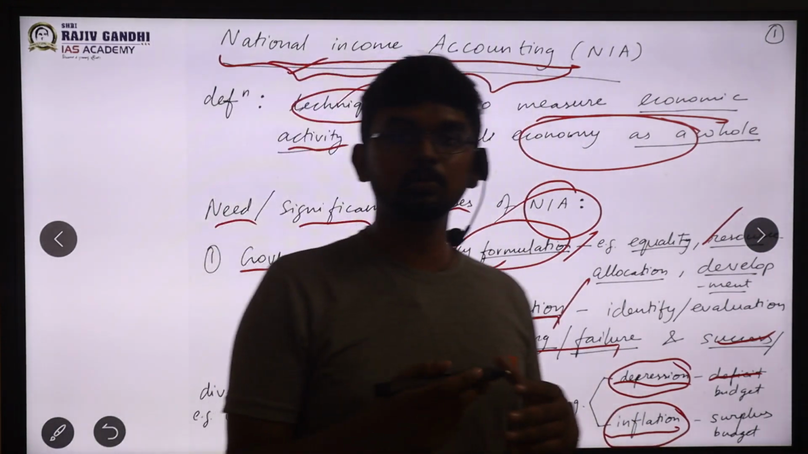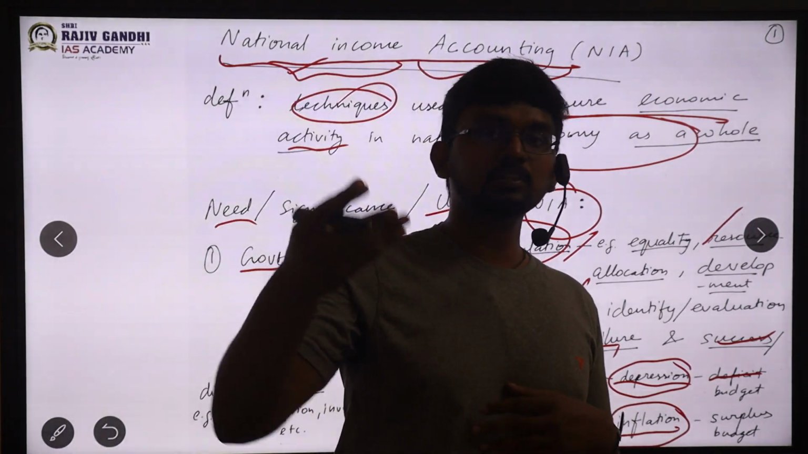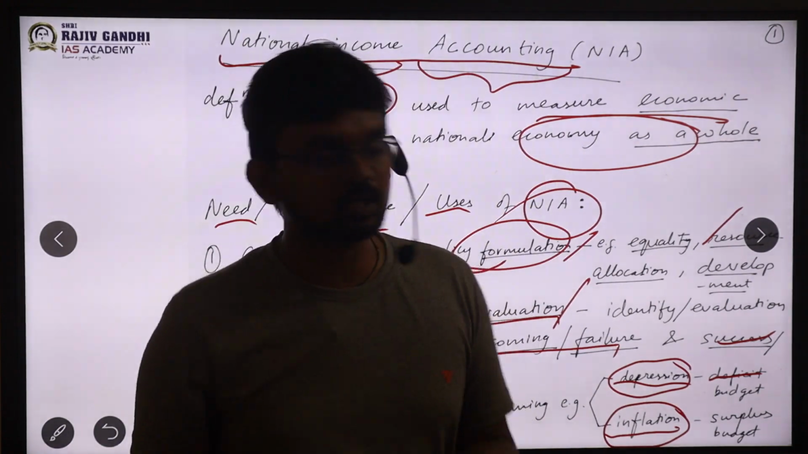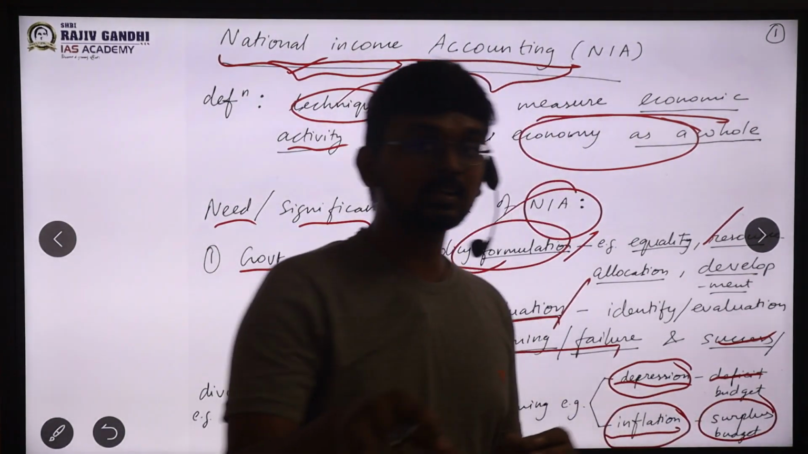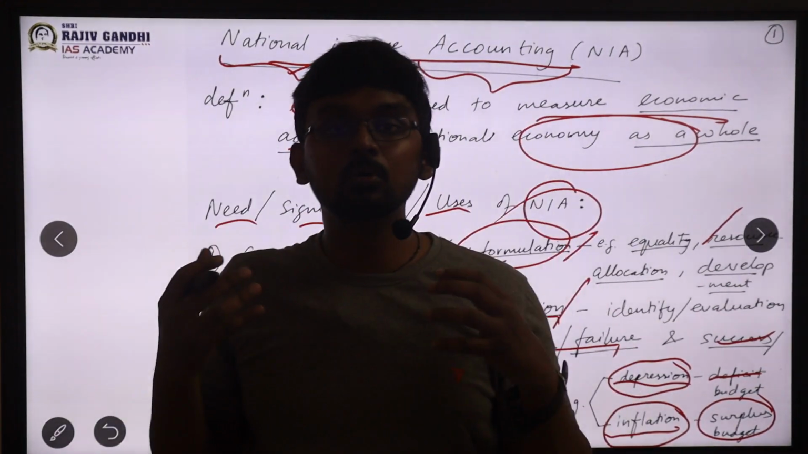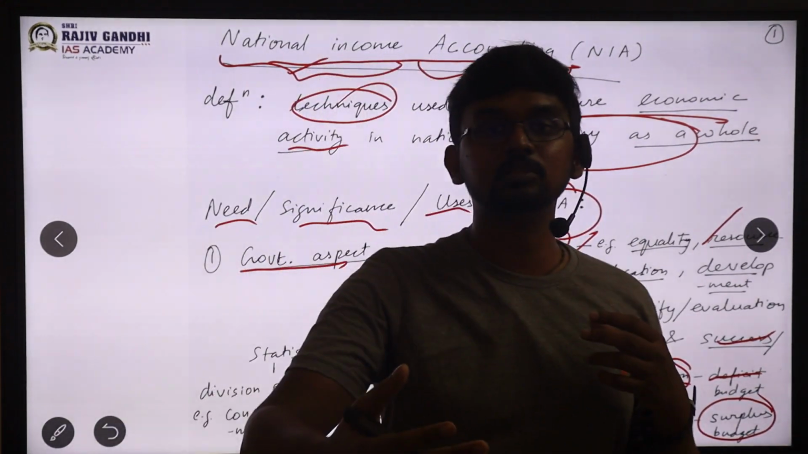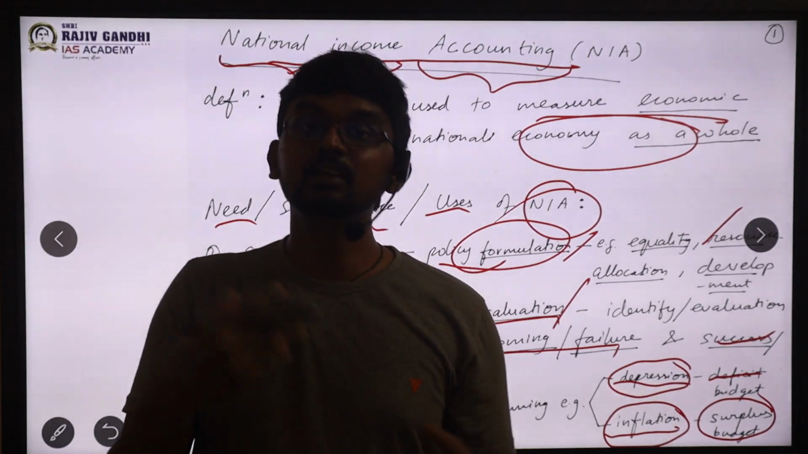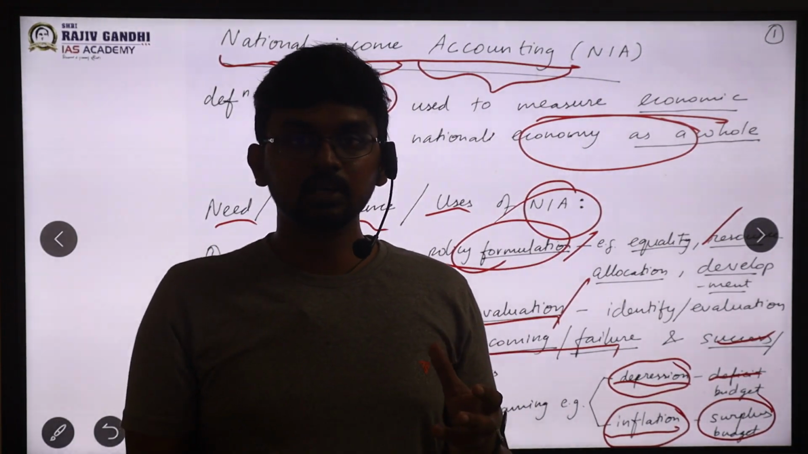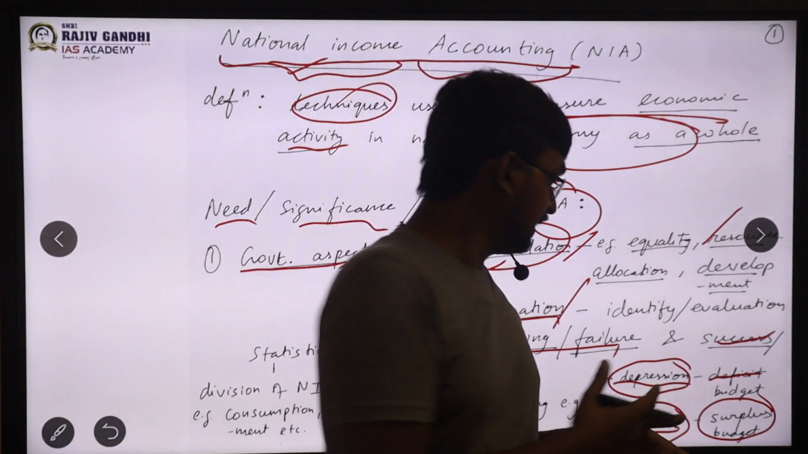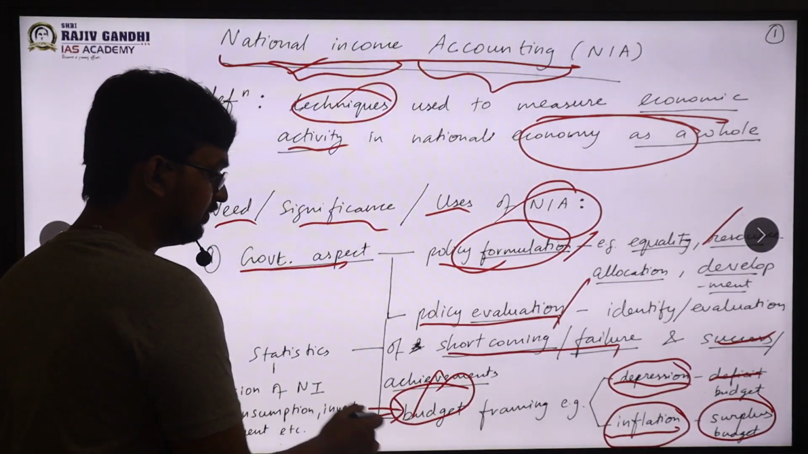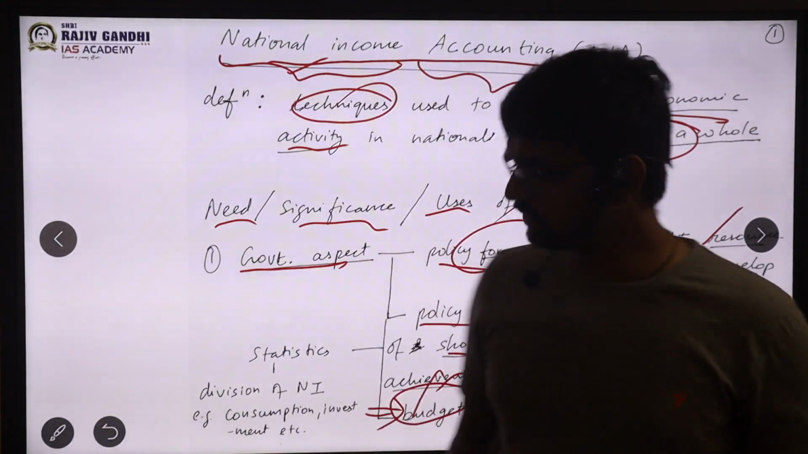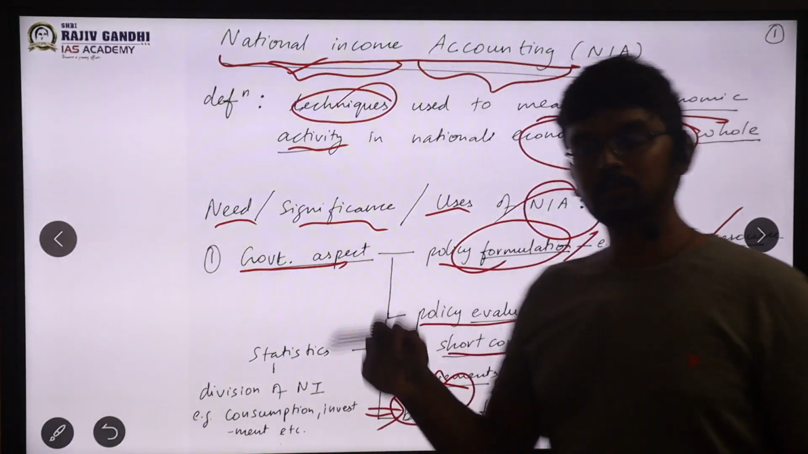So at that time what should the government do? If the price level keeps on increasing, the poor man will get affected, sir. So the government will make a surplus budget. That means they will spend less and extract more. How will they extract more, sir? They will extract more through increasing the taxes. You get it, right? That is called a surplus budget. So this is how national income accounting will influence budget.